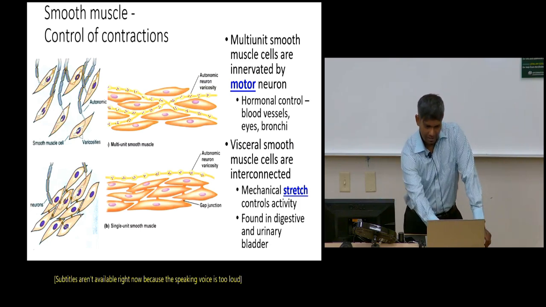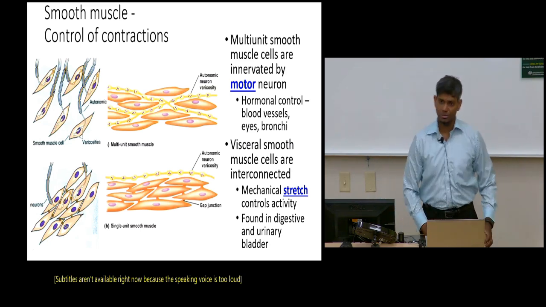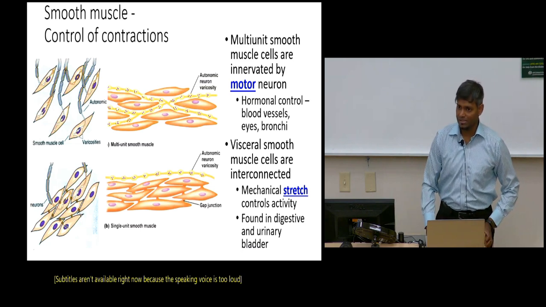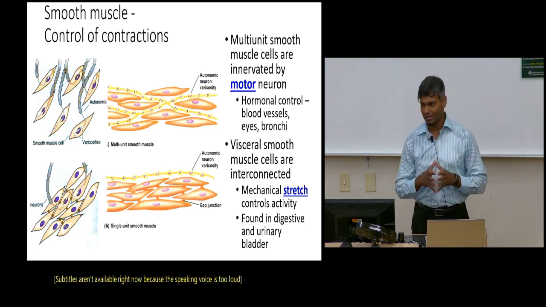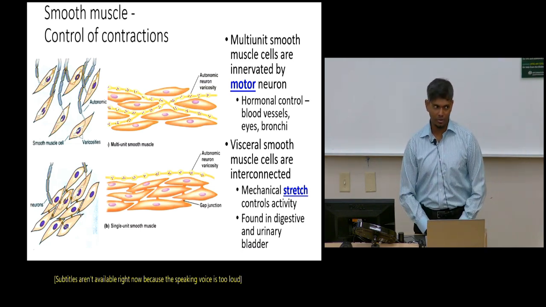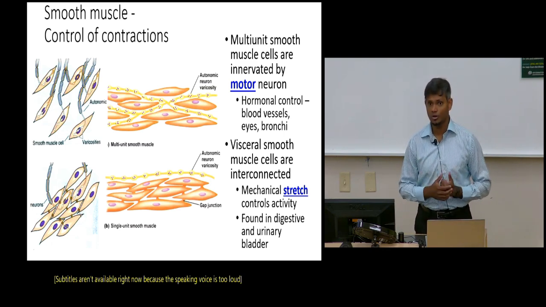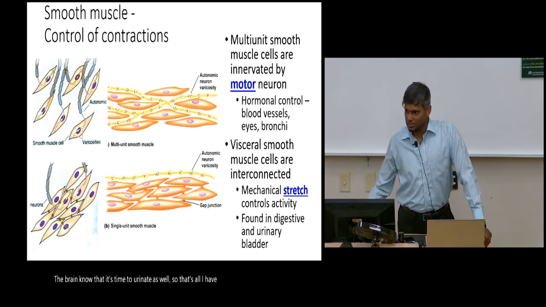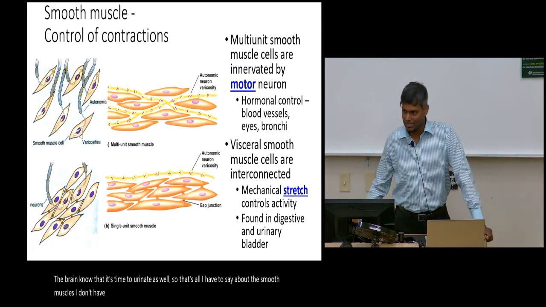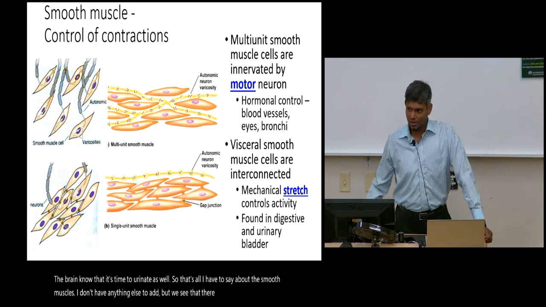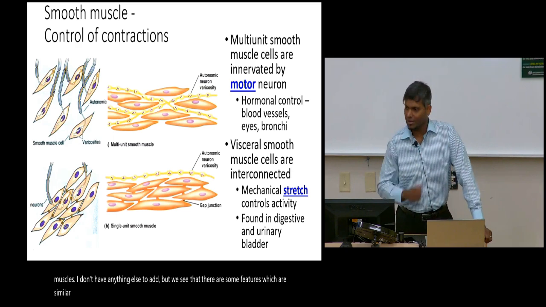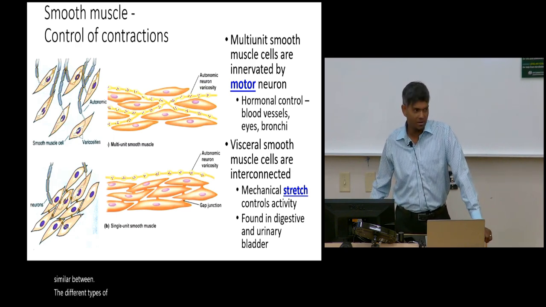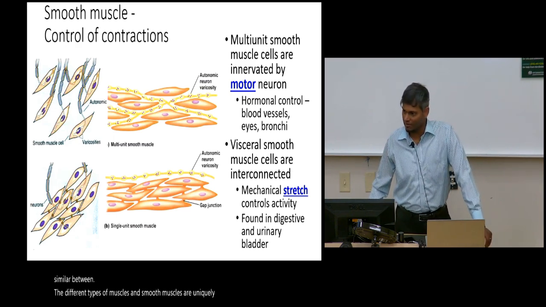We also find that in the urinary bladder too, signals can be sent to the brain as the bladder stretches, as it's being filled with urine, so that the brain knows that it's time to urinate as well. So that is all I have to say about the smooth muscles. I don't have anything else to add, but we see that there are some features which are similar between the different types of muscles, and smooth muscles are uniquely different because they don't have the sarcomeres.